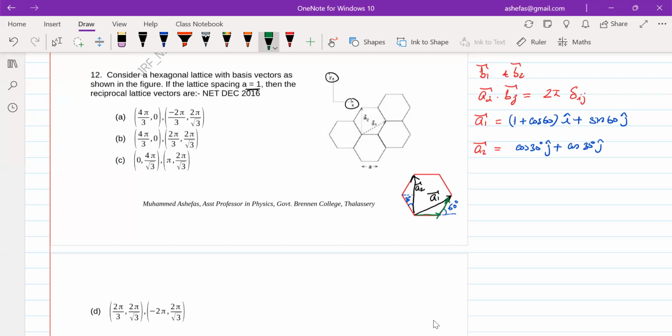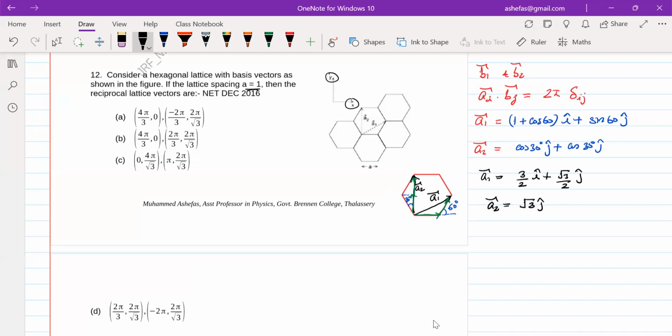And a2 can be written as the sum of these two vectors. The first vector is 1 times cos 30 j and the second vector is also 1 times cos 30 j. Therefore a1 can be written as 1 plus cos 60. Cos 60 is 1 by 2, so it becomes 3 by 2 i plus root 3 by 2 j. And cos 30 is root 3 by 2, so root 3 by 2 plus root 3 by 2 becomes root 3 times j.